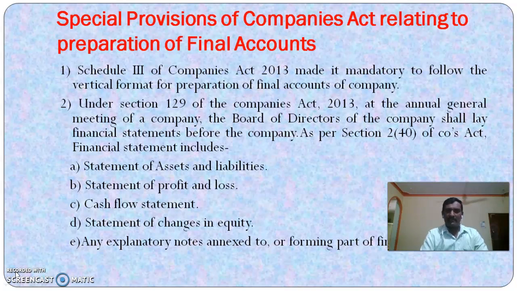Under Section 129 of the Companies Act 2013, at the annual general meeting of a company, the board of directors of the company shall lay financial statements before the company. As per Section 2, subsection 40 of Companies Act, the following are the financial statements prescribed. One is statement of assets and liabilities. Secondly, statement of profit and loss. Third one is cash flow statement. Fourth one is statement of changes in equity. And one more is any explanatory notes annexed to or forming part of final accounts.